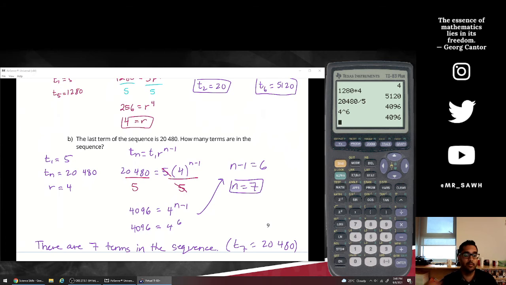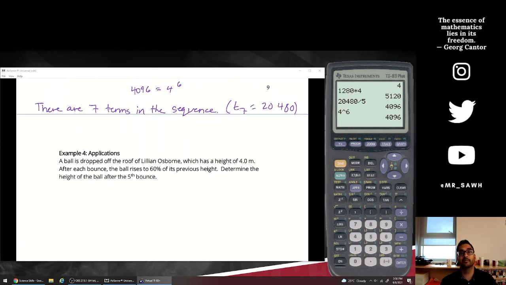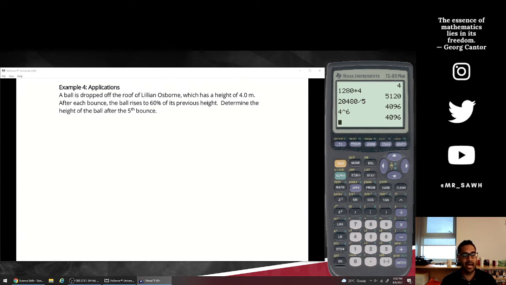I can still do a lot of the same things that we did in arithmetic sequences with geometric as well. This is where we start to talk about some of the applications. So geometric series and sequences are where more of the applications start to happen. So this one says a ball is dropped off the roof of the school, Lillian Osborne, which has a height of 4 meters. After each bounce, the ball rises to 60% of its previous height. Determine the height of the ball after the 5th bounce.